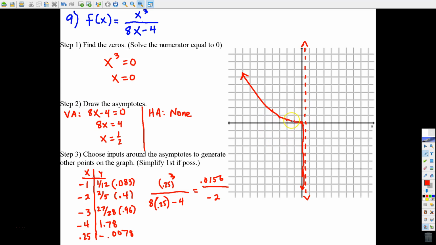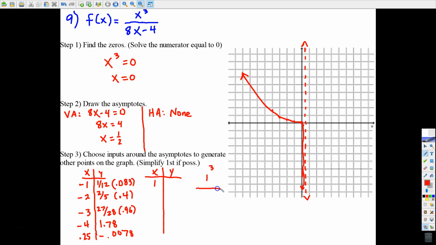Okay. Now let's see what happens on the right side. So we're going to do inputs on the right side of this dotted line. So let's just start with 1. Okay, so I'm just going to keep on with my table. Alright, and let's put the inputs in.